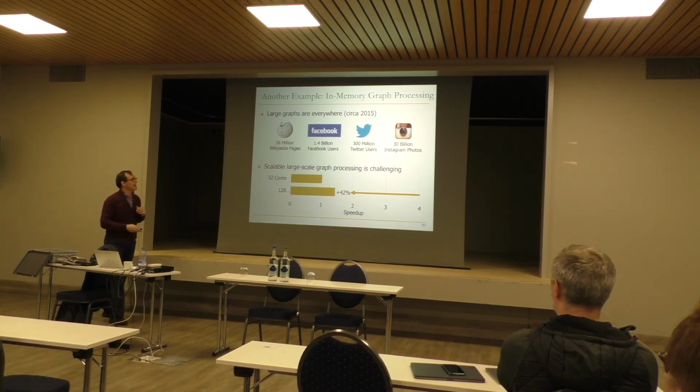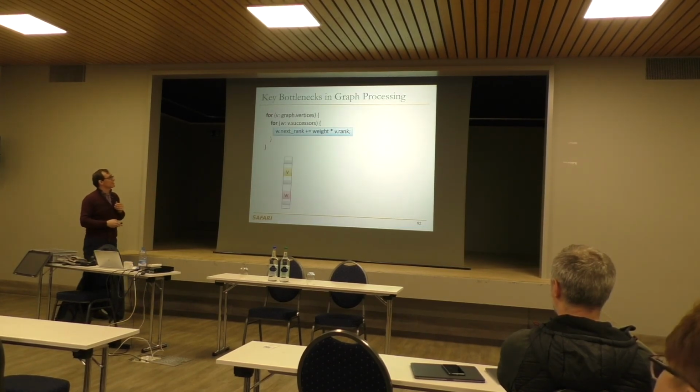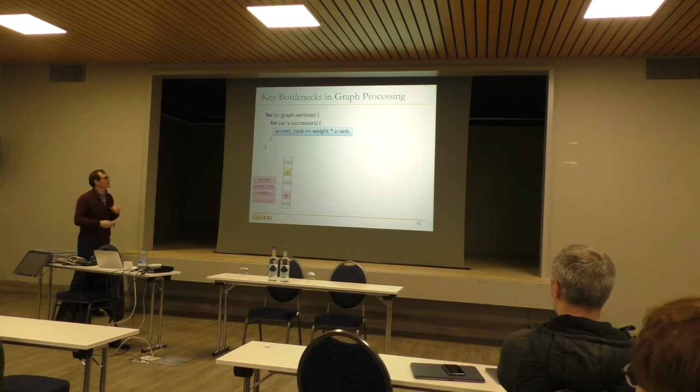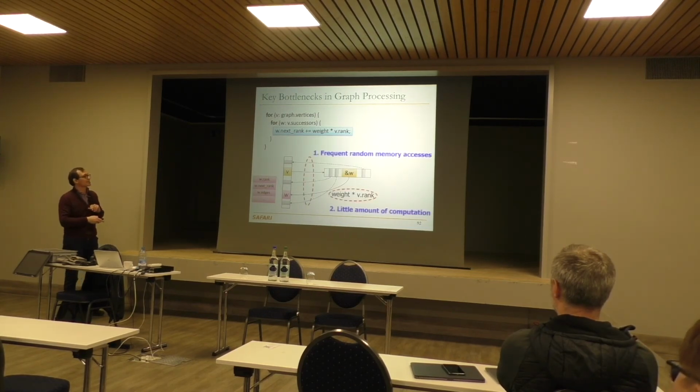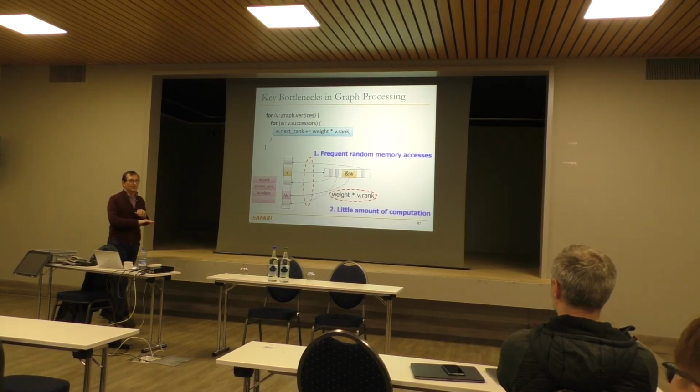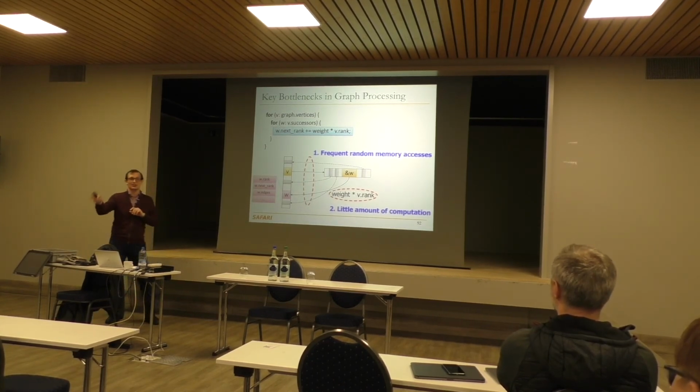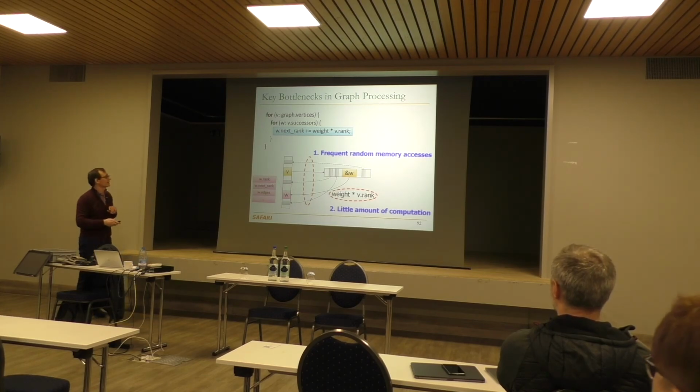Because a lot of what you have is bandwidth bound. Basically, it's not all of it, but a lot of it. A lot of the core kernels have frequent random memory accesses and with little amount of computation. They're really exercising this energy cost and the data movement cost that we discussed earlier.